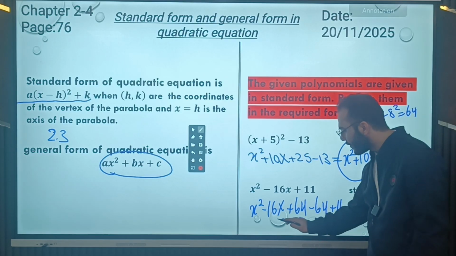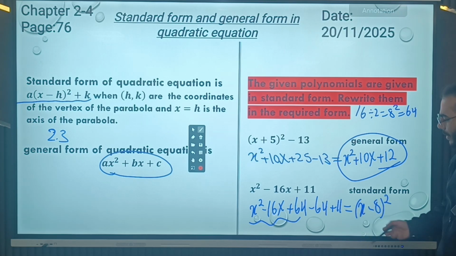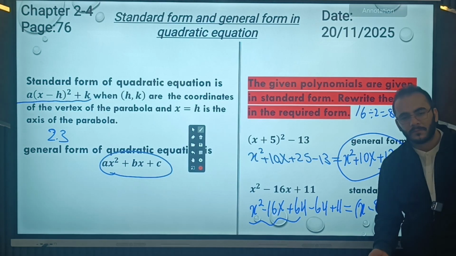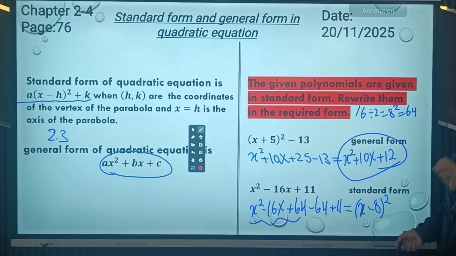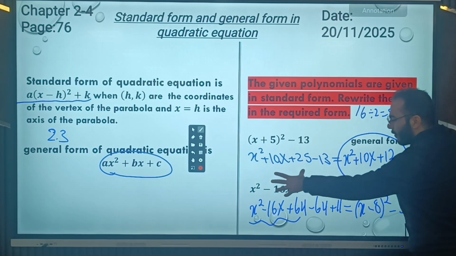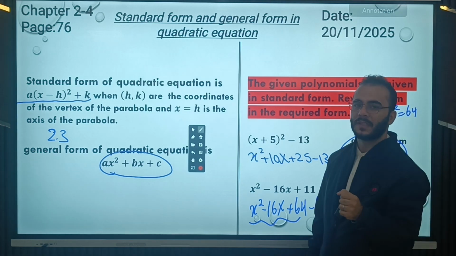So finally, the first three will make a perfect square form. So (x minus 8) powered by 2. My question is, negative 64 plus 11 equals what? Signs are different. Subtract them. 53. What is the sign of the bigger one? Minus. So as you can see, from the general form we turn to the standard form. That's it. So h is equal to 8. k is equal to negative 53. That is the end of this section.